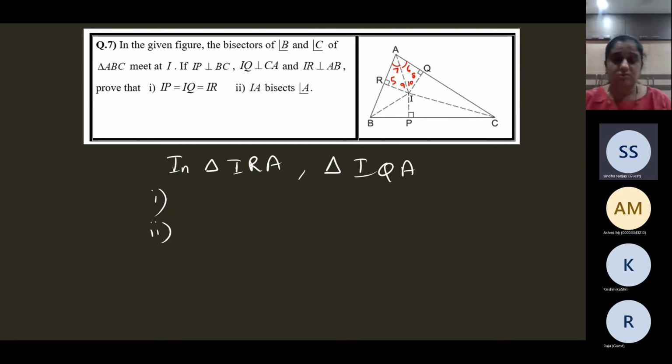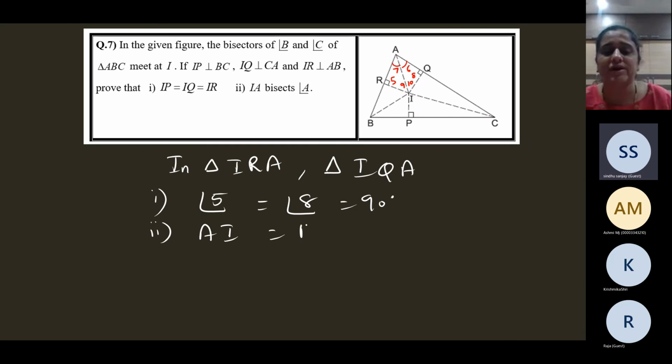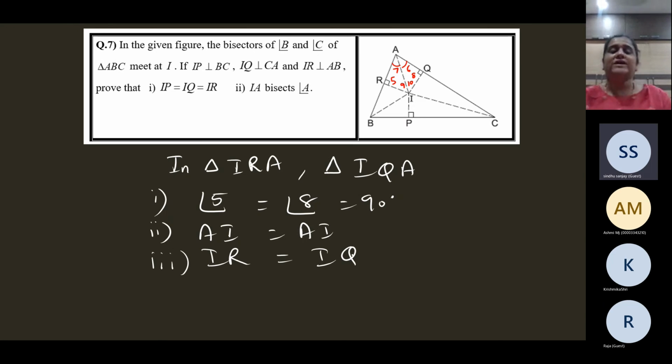Ma'am, angle 5 equals angle 8. Correct. Angle 5 is 90 degrees. Angle 8 is also 90 degrees. Very good. Ma'am, AI is common. AI is equal to AI, common. Very good. Next. Ma'am, IR equals IQ, proved. Yes. IR is equal to IQ, proved. IR of the first triangle is equal to IQ.